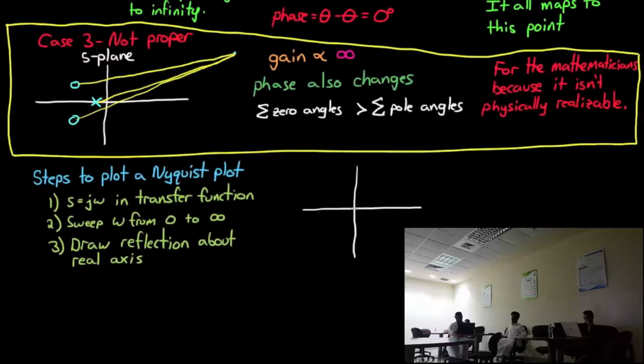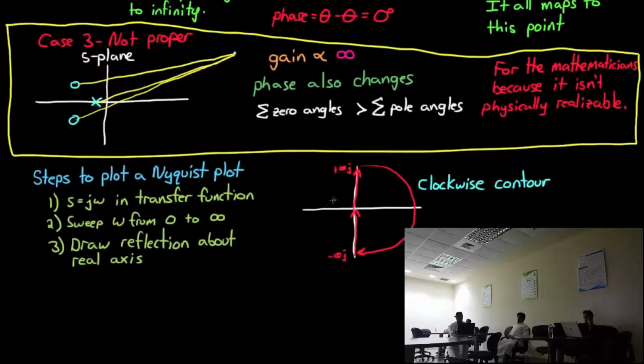And don't forget to keep in mind the direction of the contour. Remember from part 1 that we traced the Nyquist contour in the clockwise direction. So if we start at omega equals 0, then we trace up to omega equals infinity and then continue around in the clockwise direction from there.